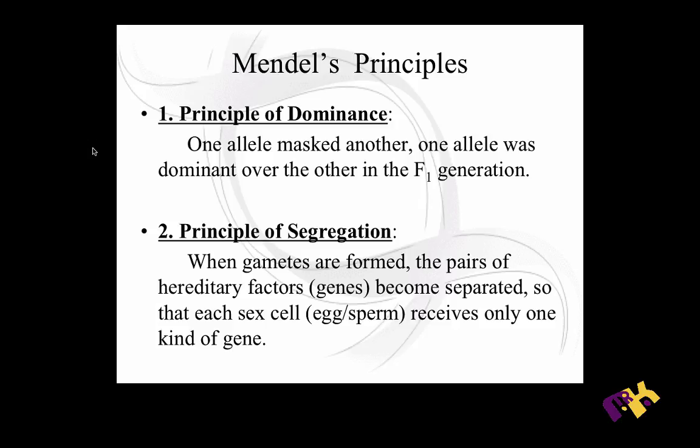The principle of segregation: when gametes are formed, those alleles, those hereditary factors, the pair of alleles that your father has, or the pair that your mother has, will be split into separate gametes to create you, the offspring. So each sex cell receives only one kind of gene. They don't get both alleles in the same gamete. Either they get the purple allele or the recessive allele if we have a heterozygous individual. So these are the major principles; the third one will show up a little bit later on.